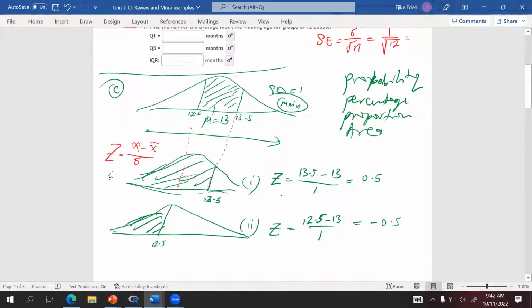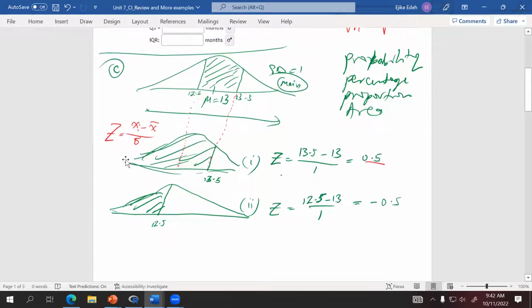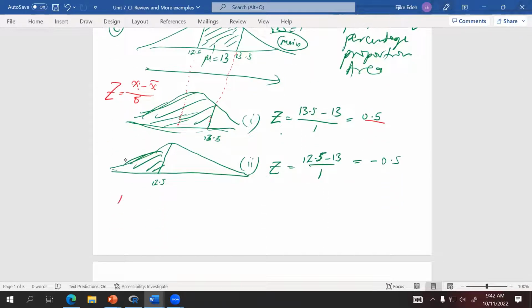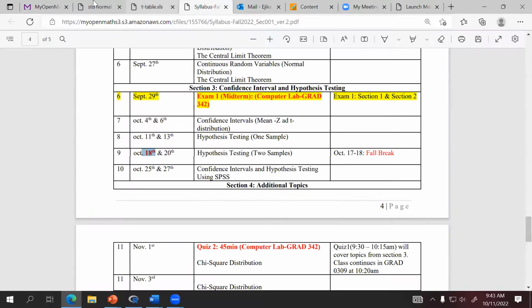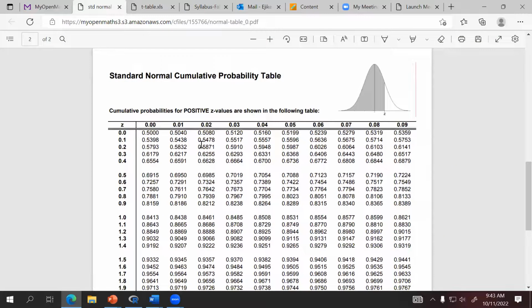So let's then go to the table and look for two values. We're interested in the area covered by Z of 0.5 and the area covered by Z of negative 0.5 to the left tail. Right? So we see that the area for Z of 0.5 will be equal to, let's go to the table. I put up one earlier, the normal table, right? So we're looking for positive 0.5.